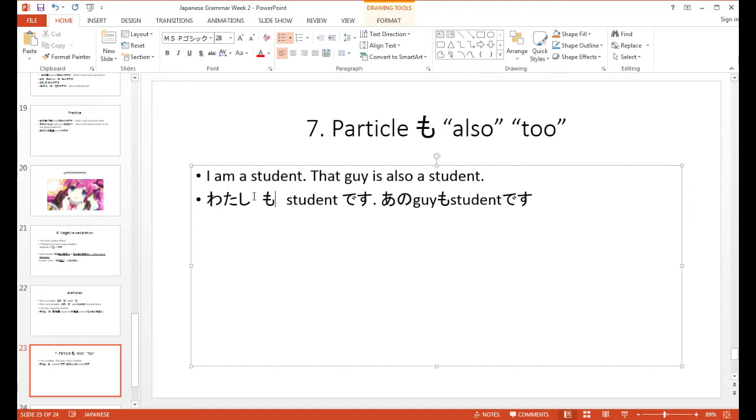Both sentences containing mo. Watashi mo student desu. Ano hito mo student desu. But usually there's a topic like that.